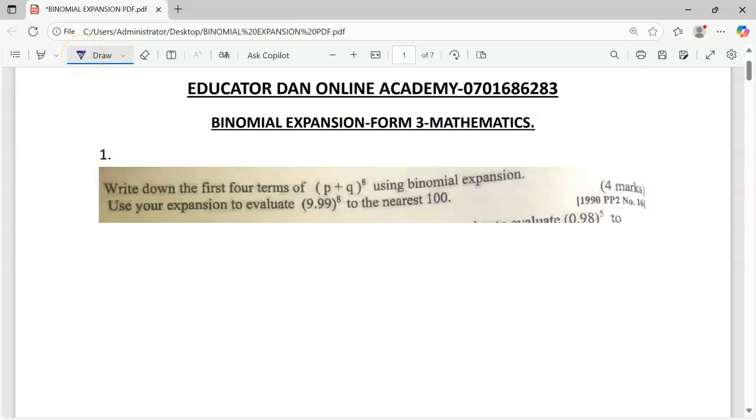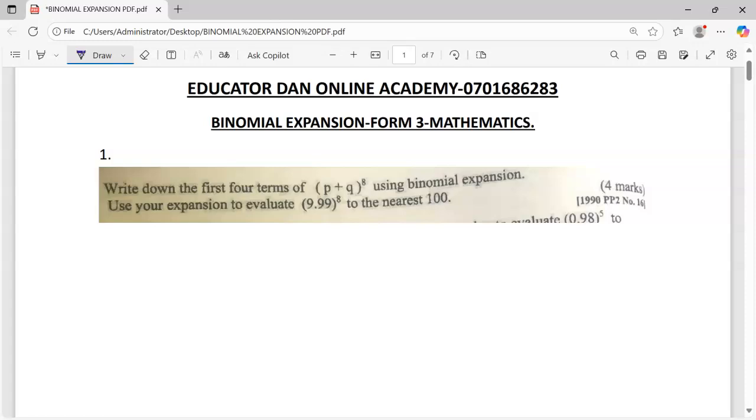We are presenting a question that was done in K.C.S.E 1990 paper 2 number 16, binomial expansion. And the question reads, write down the first four terms of (p + q)^8 using binomial expansion, and use your expansion to evaluate 9.9^8 to the nearest 100.